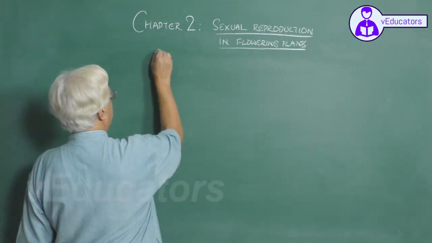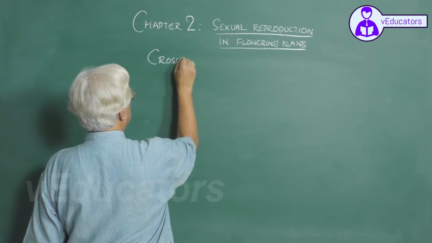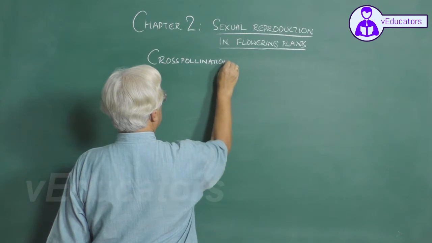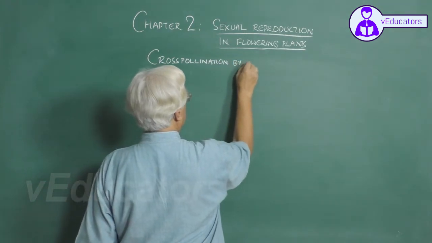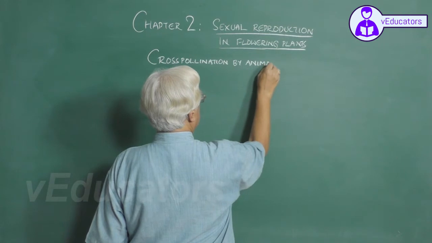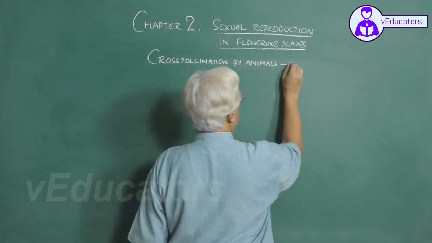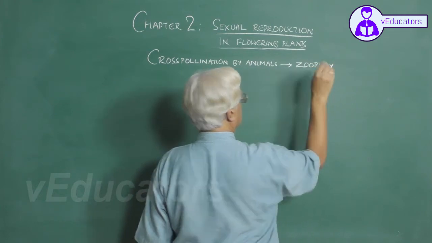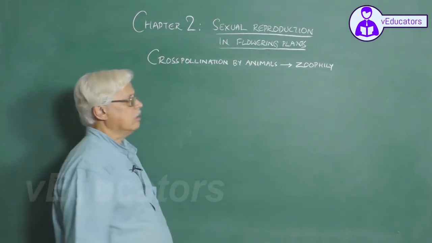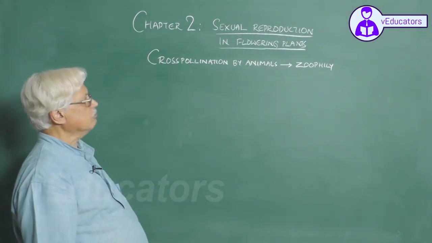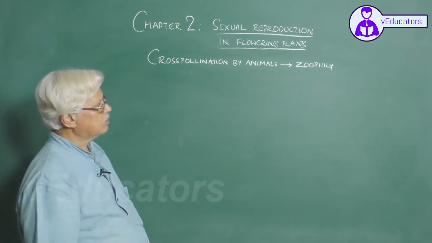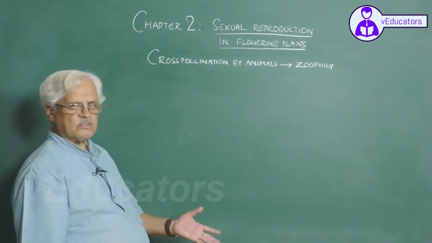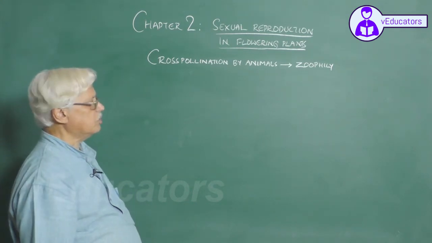Cross pollination by animals. It is also called zoophily. Different animals visit the flowers for various purposes, and in that process they bring about transfer of pollen grains from one flower to another flower.